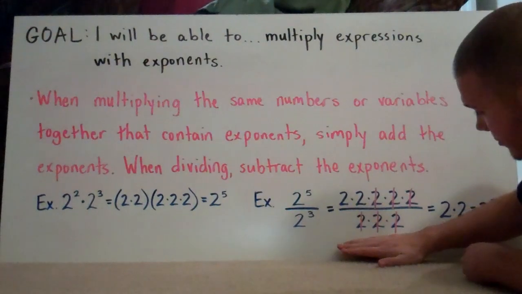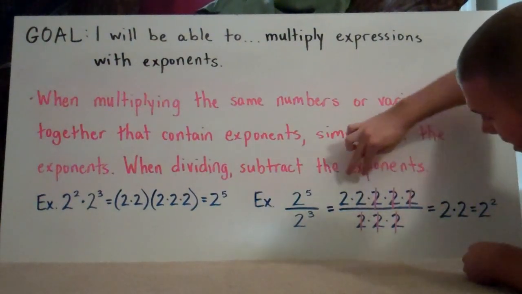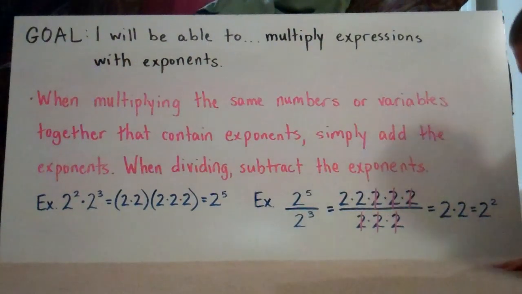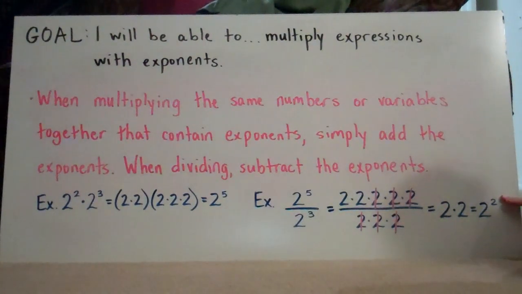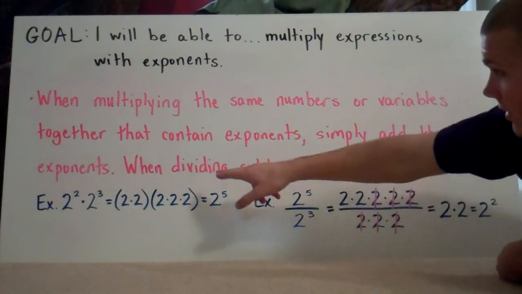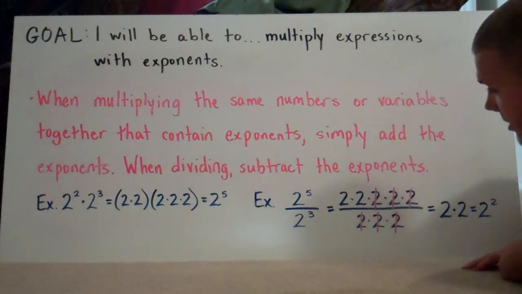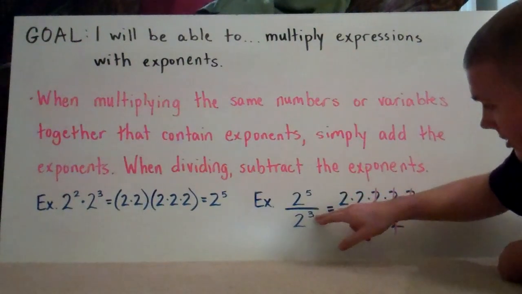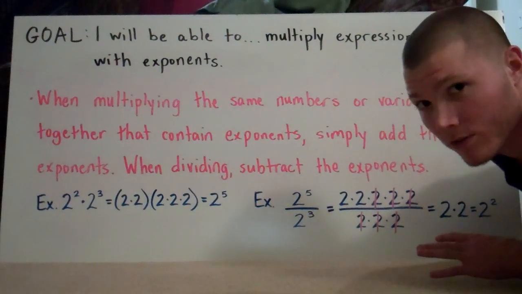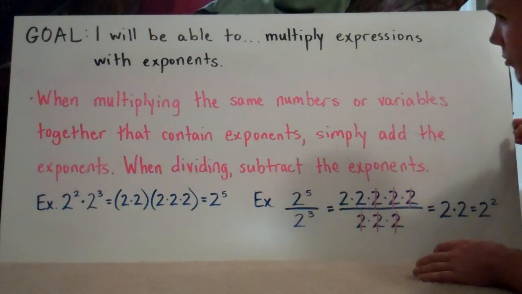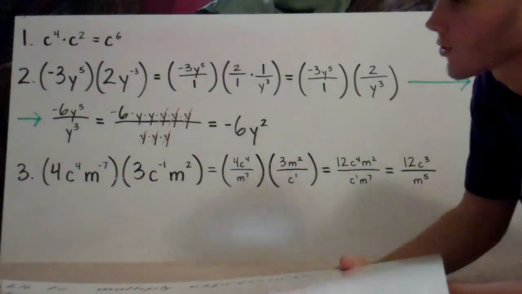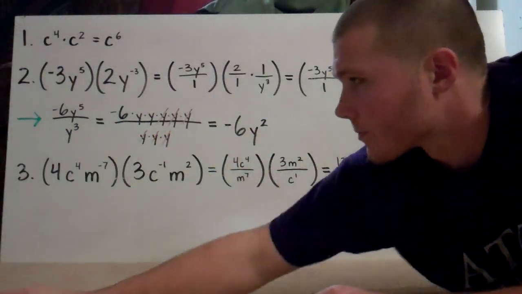I've canceled out 3 2's on the bottom, 3 on the top. I'm only left with 2 on the top now. 2 times 2 is the same thing as 2 to the second power, or 2 squared. So if you look back, when dividing, just subtract the exponents. Look, 5 minus 3 is 2. So that's why that works. So let's try a couple of problems together first, before you try and work some out on your own.